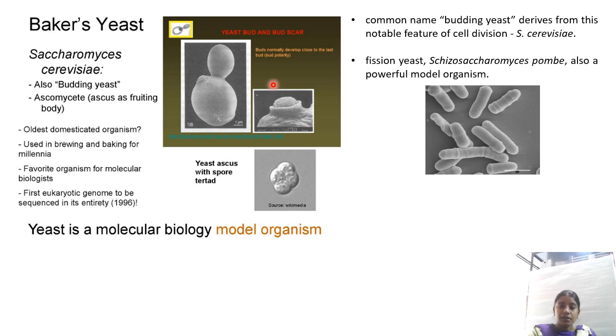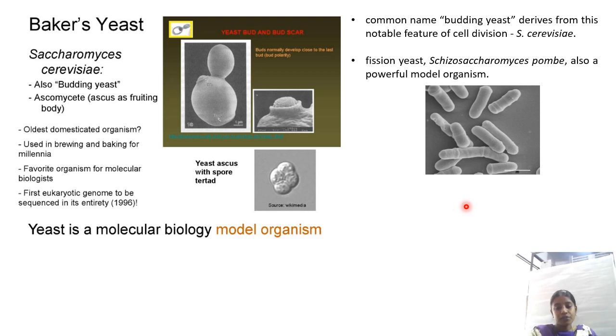And in addition to the budding yeast, there are fission yeasts as well. The common example is Schizosaccharomyces pombe, okay? This Schizosaccharomyces pombe, or fission yeast, reproduces through fission, that is, the asexual cell division occurs through fission, okay. Remember, Schizosaccharomyces pombe, the fission yeast, is also a powerful model organism, whereas Saccharomyces cerevisiae, or budding yeast, reproduces asexually through budding, which is an asymmetrical division, okay.